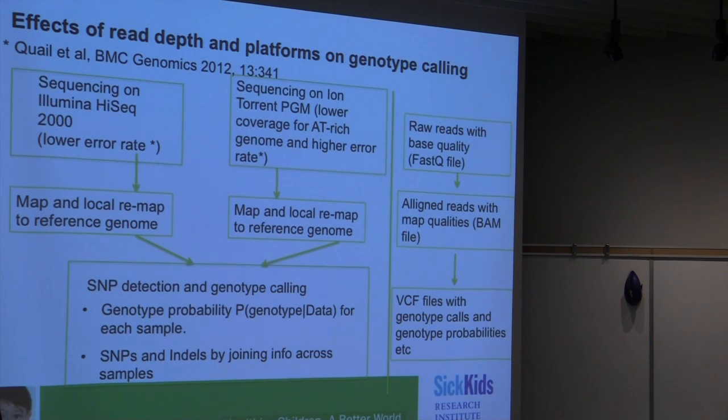These would come in a format like a VCF file with the genotype calls and the genotype probabilities. And you can see that at various stages in this pipeline, they can differ in different ways.